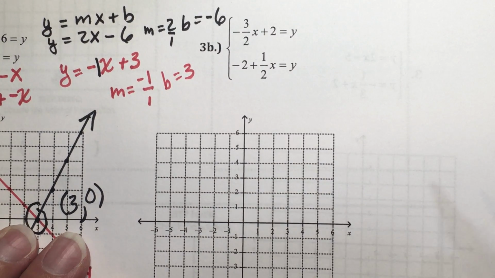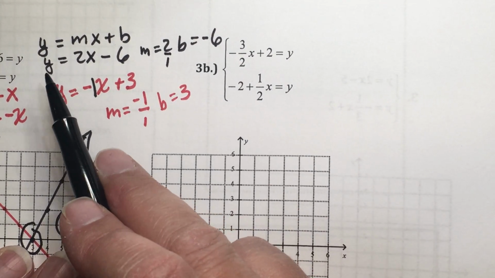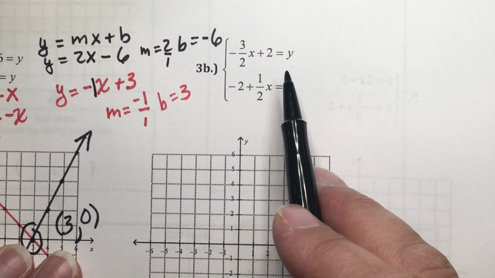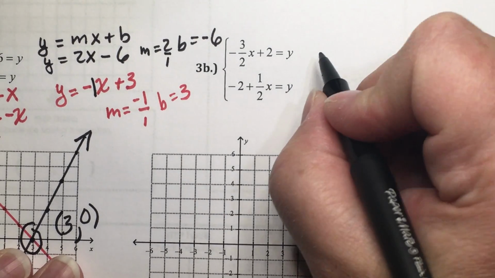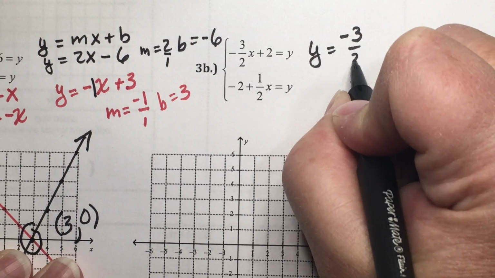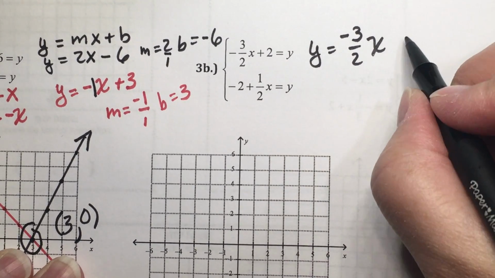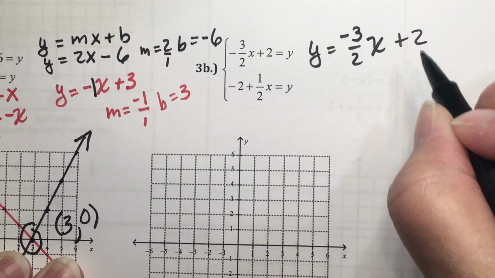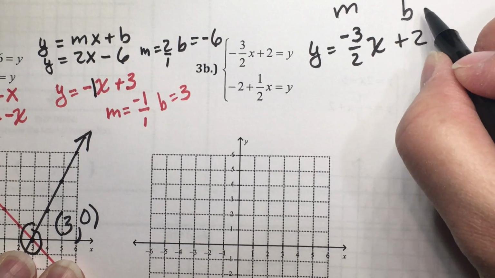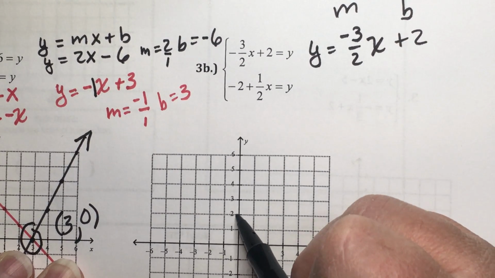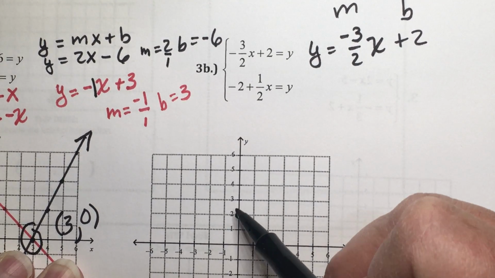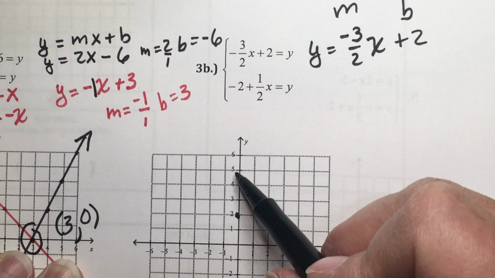Okay, these are out of order again, and I want them in y equals mx plus b order. This is almost there, the top one, so I just got to take the y and put it on the other side to get y equals -3 over 2x plus 2. My m is -3 over 2. My b is 2. I'm going to start at 2, and it's negative, so I know I'm going left. I'm going to rise 3, 1, 2, 3, left 2.